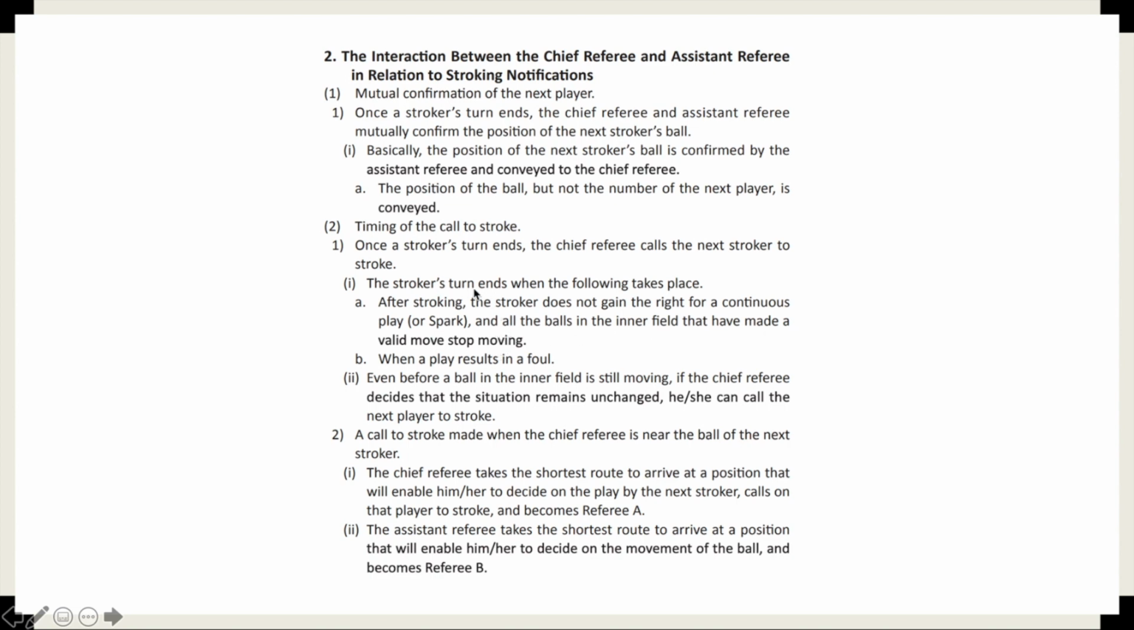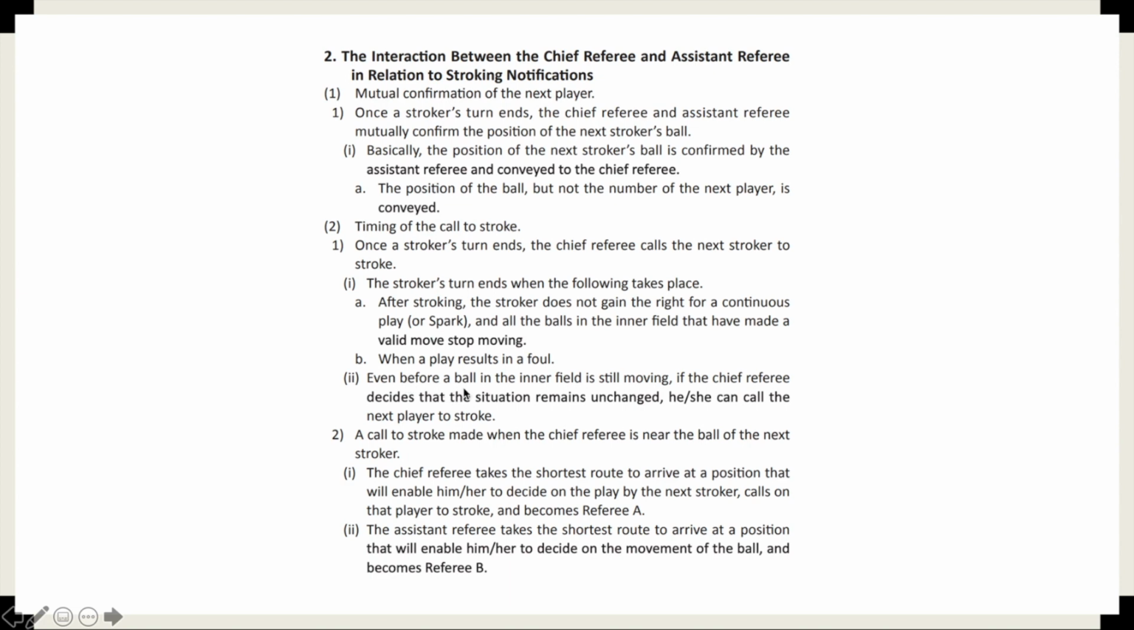That includes when the balls need to have been hit out, so a ball becomes an out ball by entering the outer field and needs to be replaced by a referee. That includes that time before the next number can be called. When a play results in a foul is the other situation. So the minute a foul occurs and the balls have been replaced, then the chief referee may call the next stroker in the turn order.